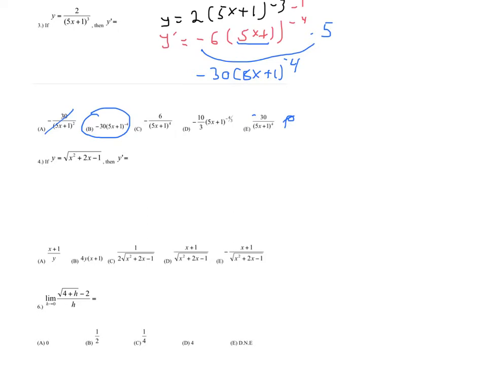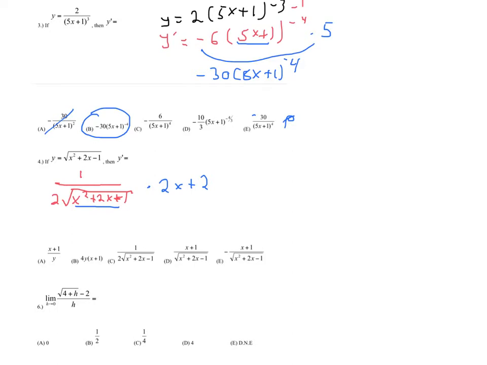Okay, here. One of the ones that I suggested that we kind of put into our memory is that whenever we have the square root of something, the derivative is going to be 1 over 2 times the square root of that something, minus 1. And then we have to multiply by the derivative of what was inside that radical, so times 2x plus 2.